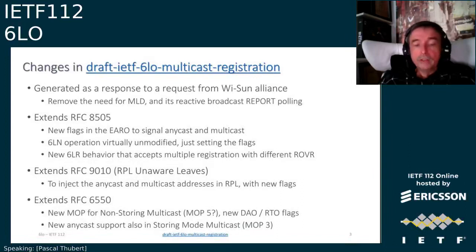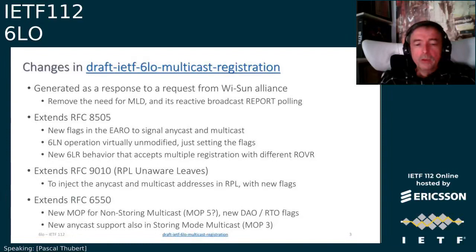There's more work on the 6LR side because now it will accept more than one registration for the same address. And so for anycast and multicast addresses, the index for the registration becomes the combination of the address as before and the ROVR field, which is basically the information used to uniquely identify and validate the ownership of the address.